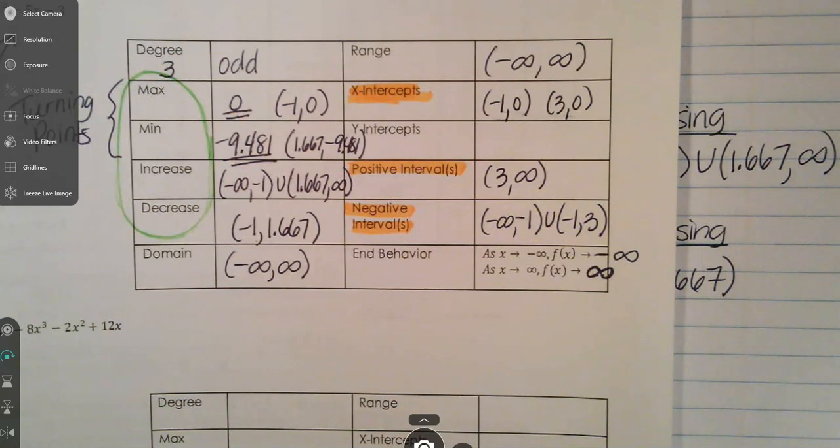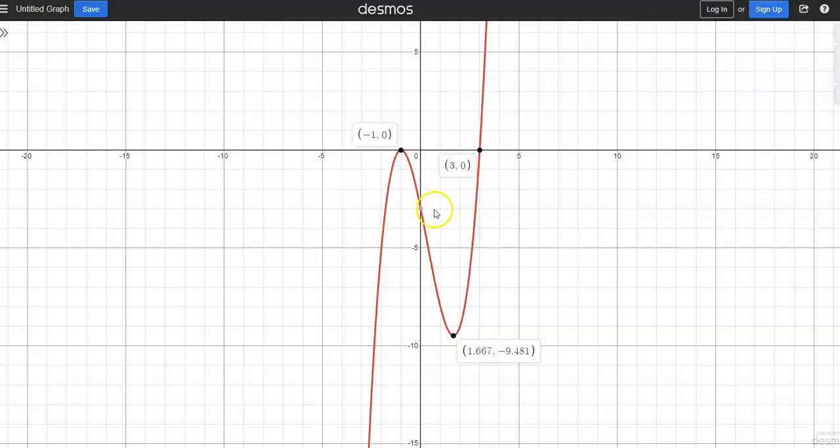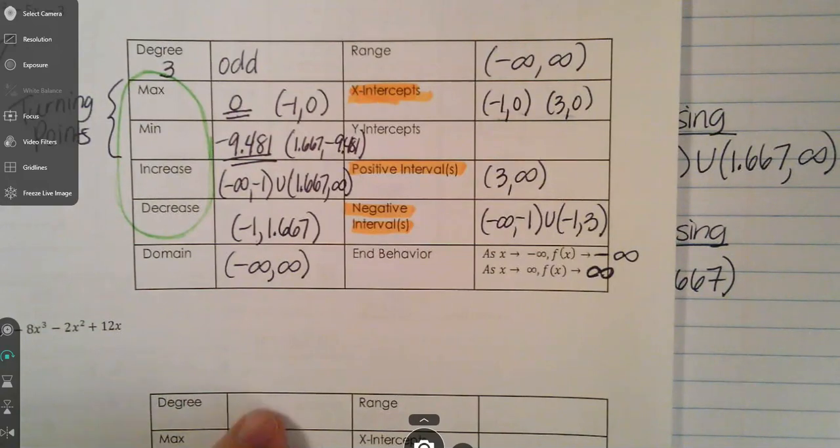And the last thing we need from this graph is the y-intercept. Where is it? It's right here. Y-intercept is 0, negative 3. So that's easy enough to just write in here.